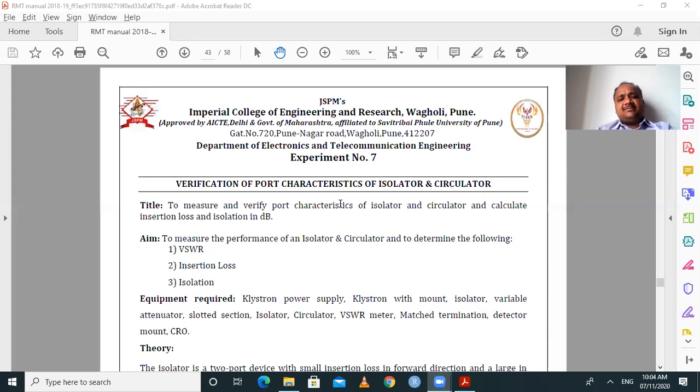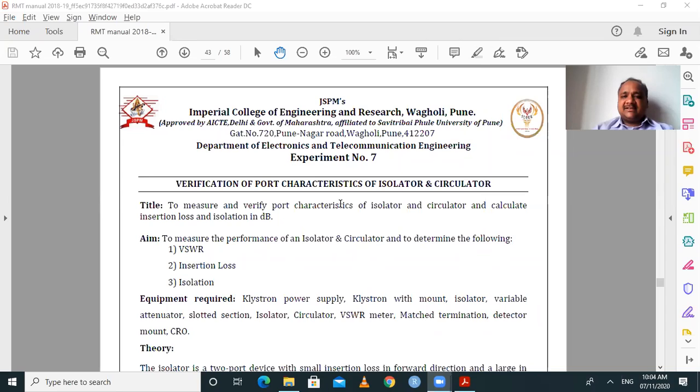In today's experiment, we have the verification of port characteristics of isolator and circulator. As we know, isolator and circulator are microwave components, which means they are part of the microwave test bench. We discussed the microwave test bench earlier.